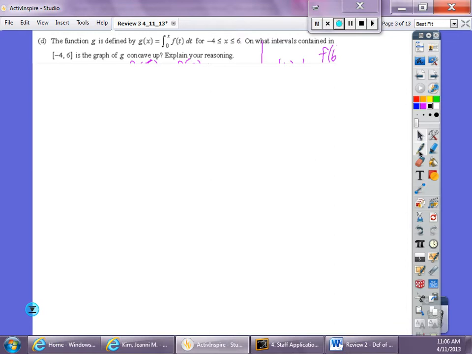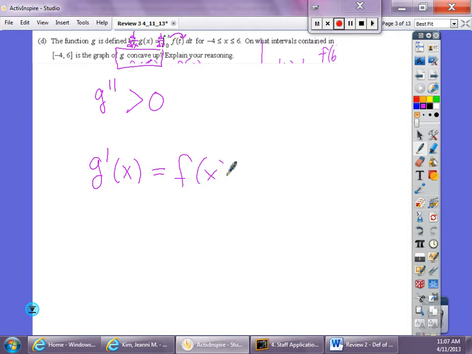All right, the function g is defined by the integral from -4 to 6. On what intervals contained is g concave up? So I'm going to start with the question, concave up, right? So that would mean I need the second derivative to be positive. Okay, so let's start with the fact that if I take the derivative of the left side and the derivative of the right side, right? That's FTC. There's a constant on the bottom, x on top, so I can drop that in. Make sense so far?